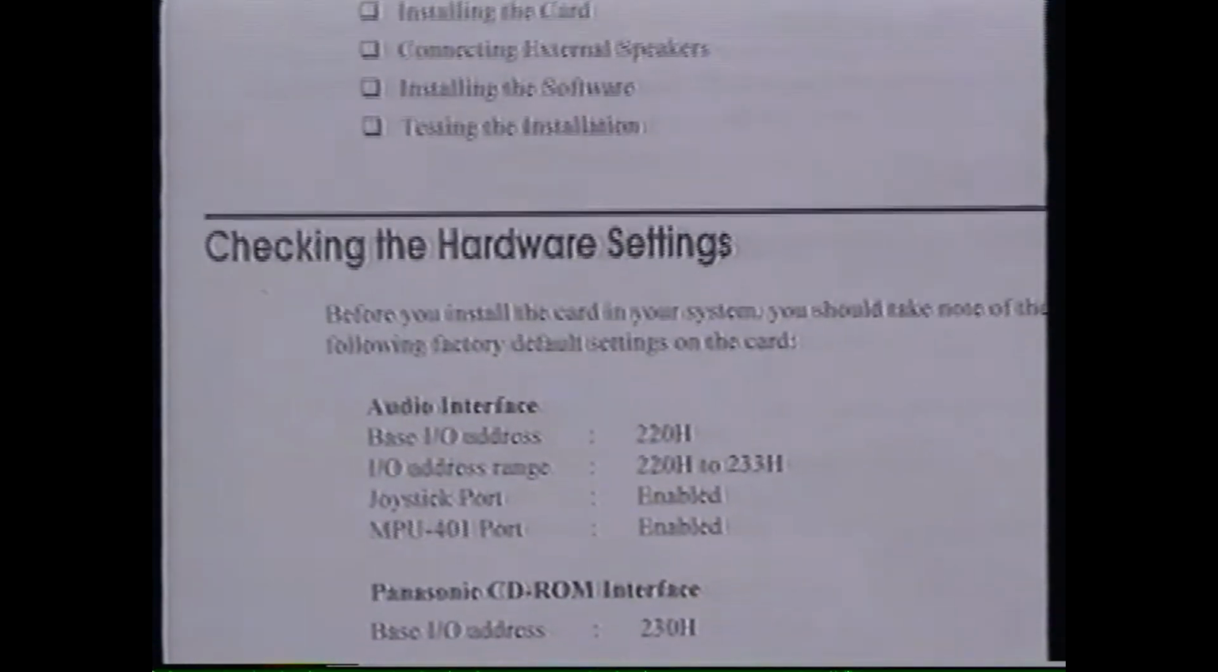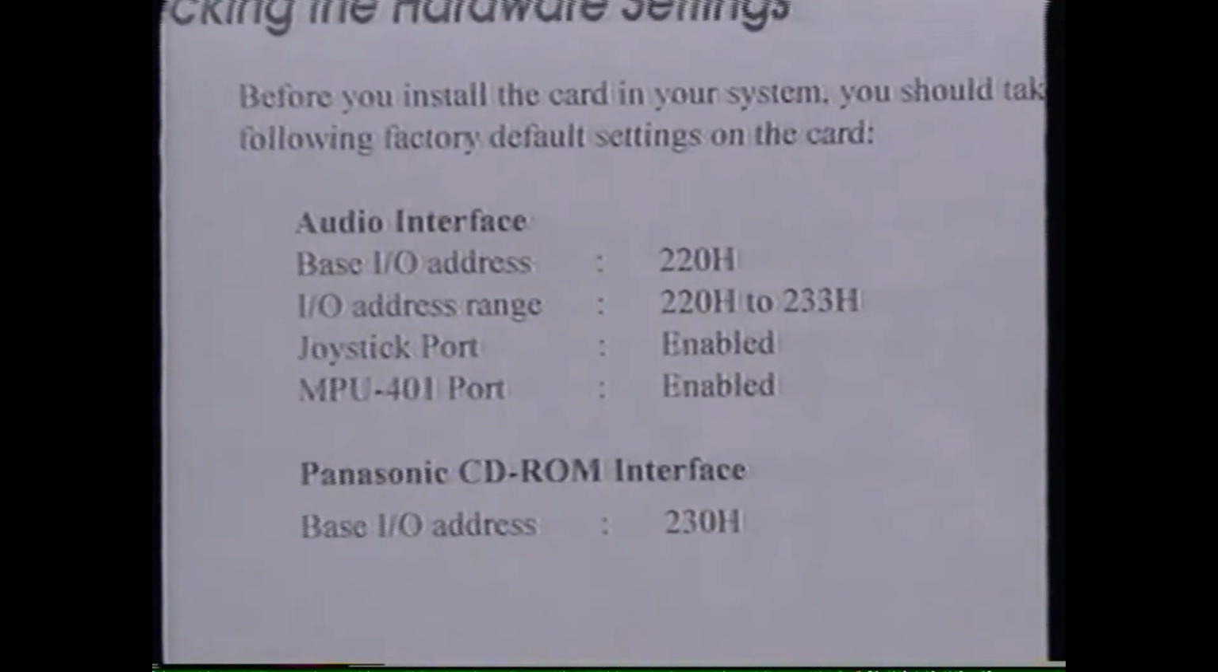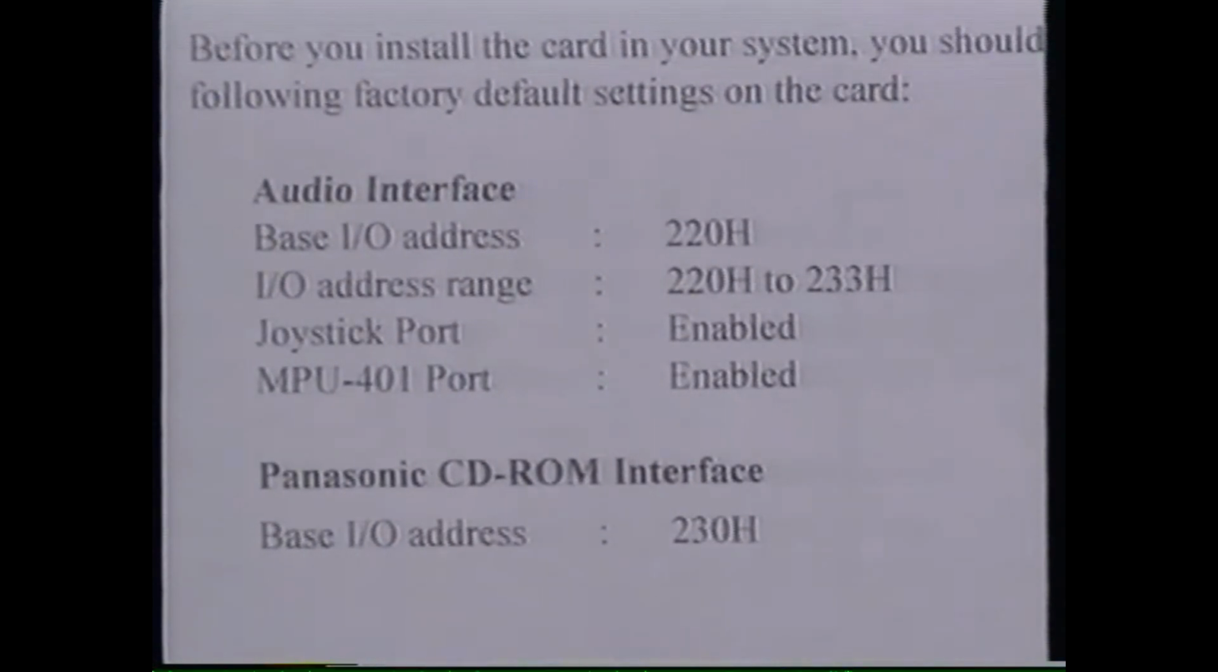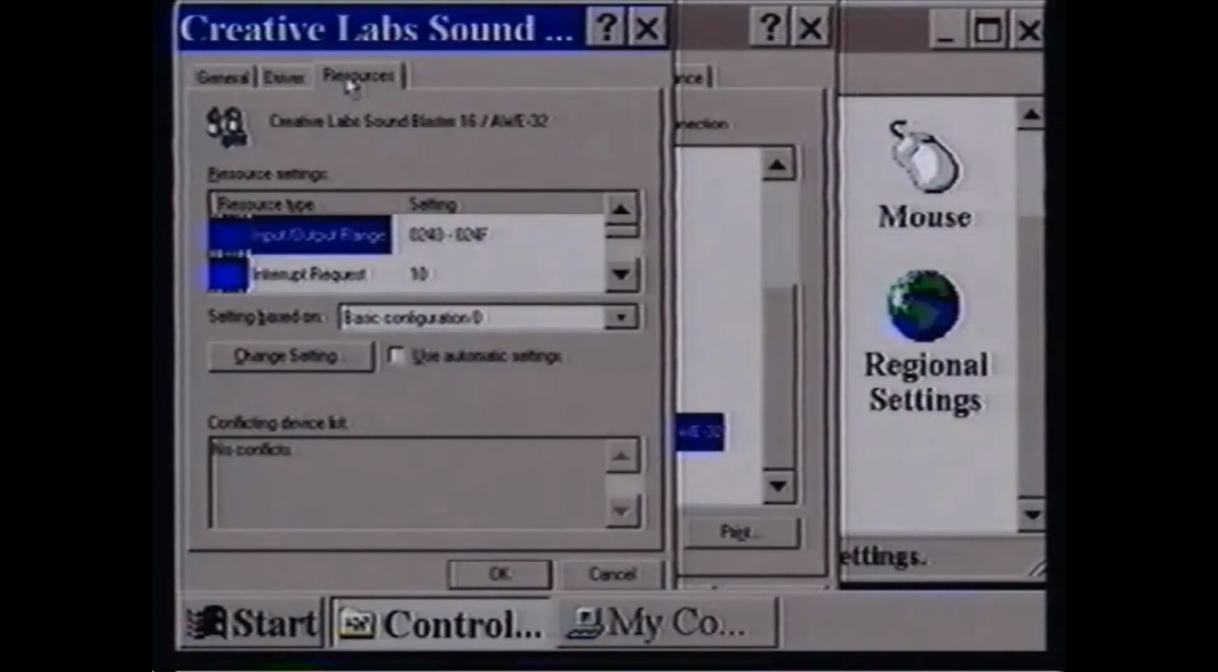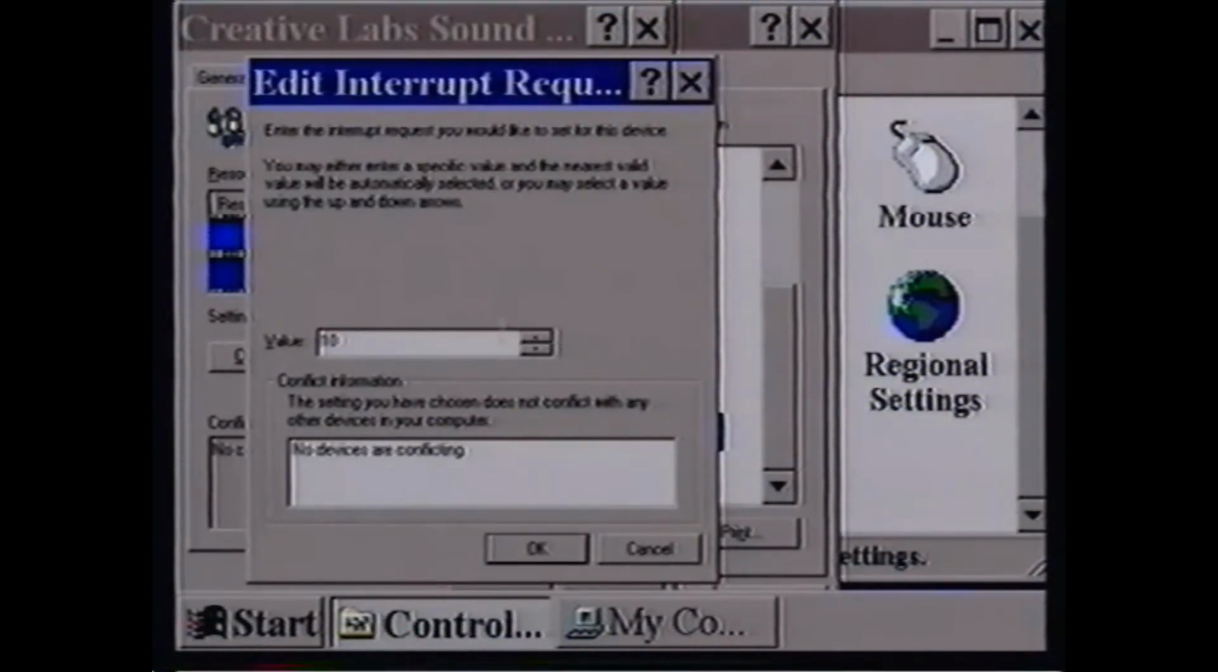But looking at my manual, I see these settings don't match the factory defaults. I'll either have to open the computer and use jumpers to get the card to match the Windows configuration, or I can change them to match these factory defaults by just double-clicking on them here. For example, to change the interrupt request, I'll double-click here.